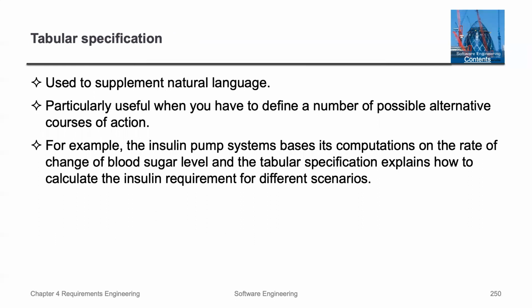Tabular specification is used to supplement natural language. It's particularly useful when you have to define a number of possible alternatives. And you can be thinking of, like, the insulin pump.